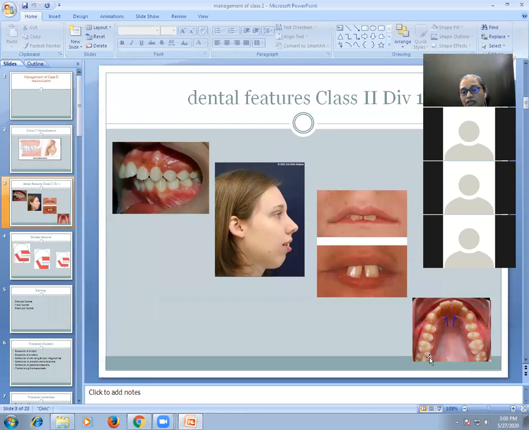Now, in detail, dental features of class 2 malocclusion. This class 2 malocclusion is again divided as class 2 div 1 and class 2 div 2. So we'll see in detail. In class 2 div 1, there will be proclined upper incisors. The upper incisors or the maxilla will be prognathic. Lower incisors could be retroclined or upright or proclined. There could be crowding, spacing.